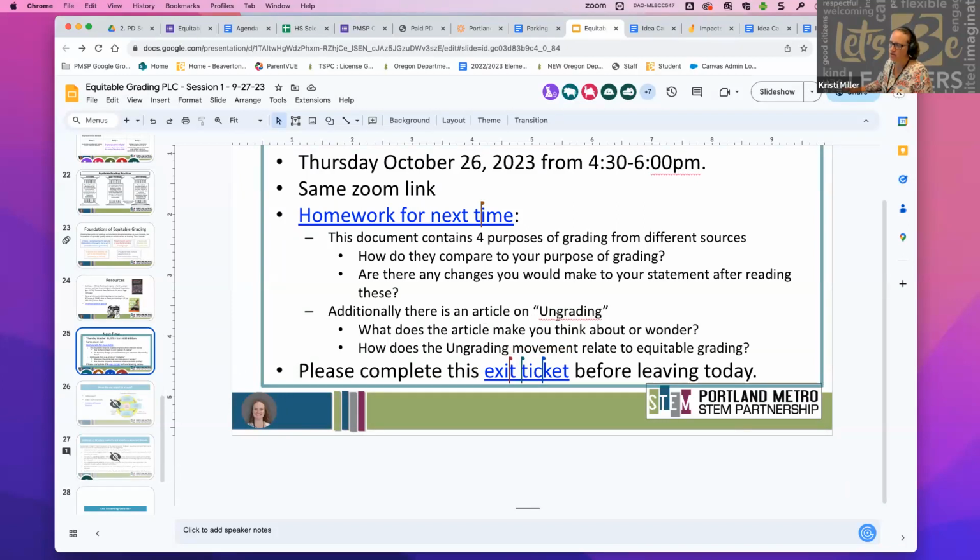And then there's an article on ungrading. I'm not seeing the link to the article, I'm gonna fix that. Ungrading is a relatively new-ish idea in the land of grading, but it's gaining momentum, interestingly. So I apologize, the link is not here, but I will add it. What do you think about ungrading after you read this? How does it relate to purpose of grading?